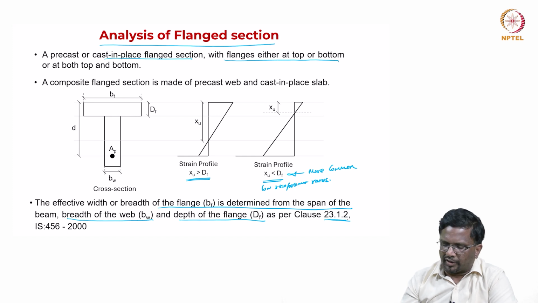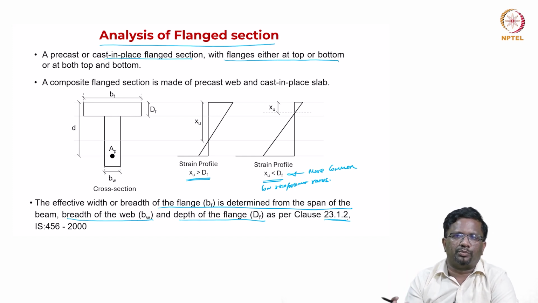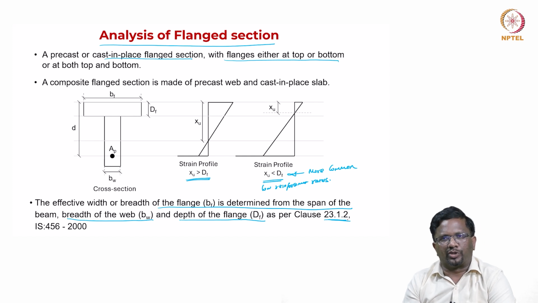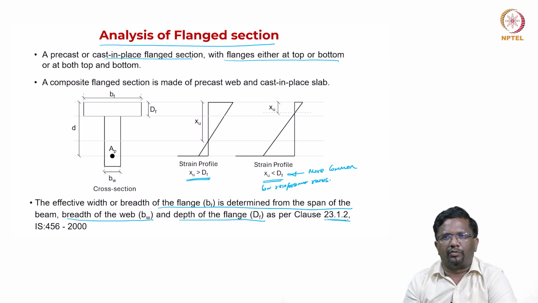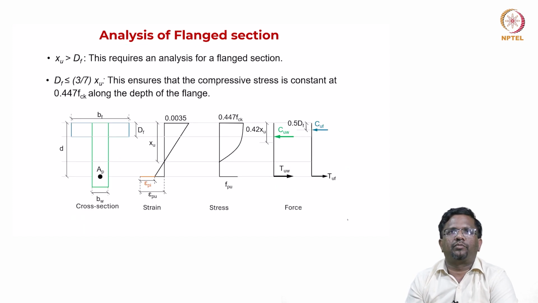These provisions are given in 23.12 of IS 456, that tells you what should be the width of the slab you should consider as part of the flange, right. All these provisions are already given, we have already talked about them in the advanced reinforced concrete class. So, you can refer to the code provisions or the lecture materials of the NPTEL course on advanced reinforced concrete design.